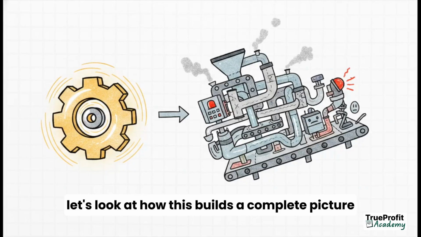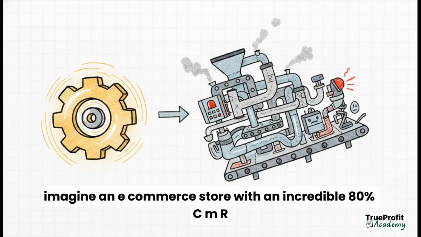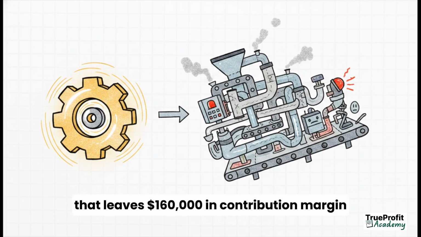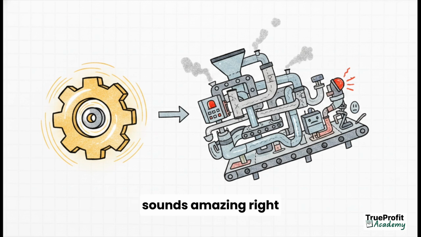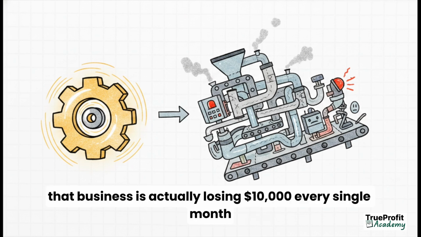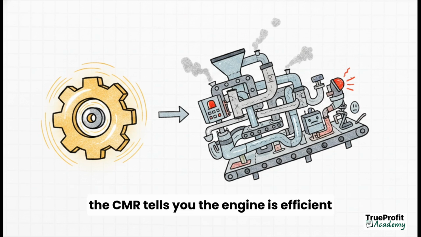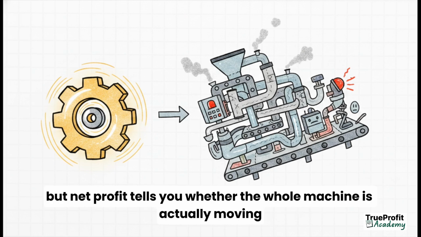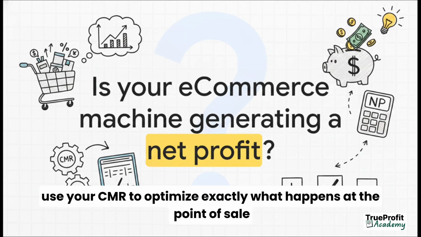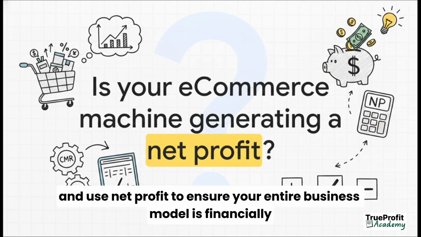Let's look at how this builds a complete picture. Imagine an e-commerce store with an incredible 80% CMR generating $200,000 in monthly revenue. That leaves $160,000 in contribution margin. Sounds amazing, right? But if their fixed costs, like expensive warehouse leases and bloated software contracts, are $170,000 a month, that business is actually losing $10,000 every single month, despite having a phenomenal ratio. The CMR tells you the engine is efficient, but net profit tells you whether the whole machine is actually moving forward. Always track both. Use your CMR to optimize exactly what happens at the point of sale, and use net profit to ensure your entire business model is financially sound.